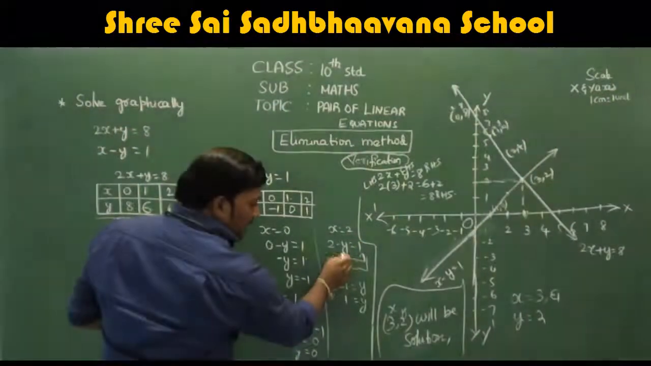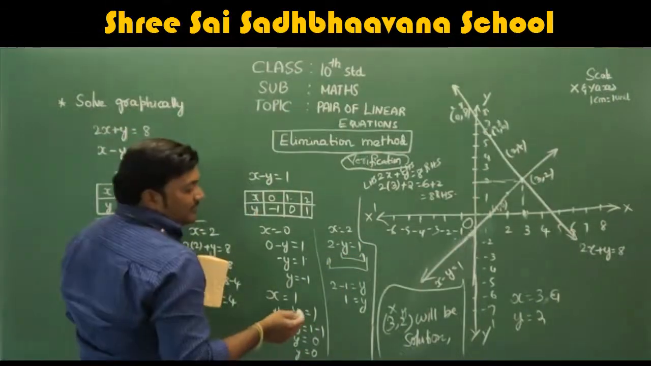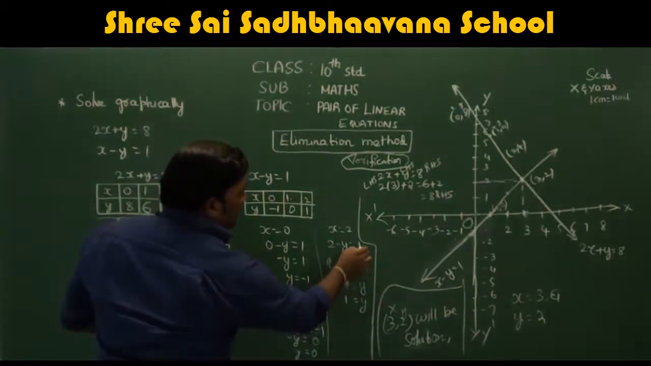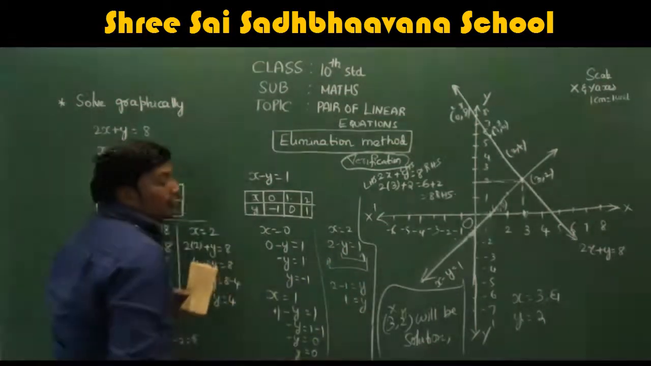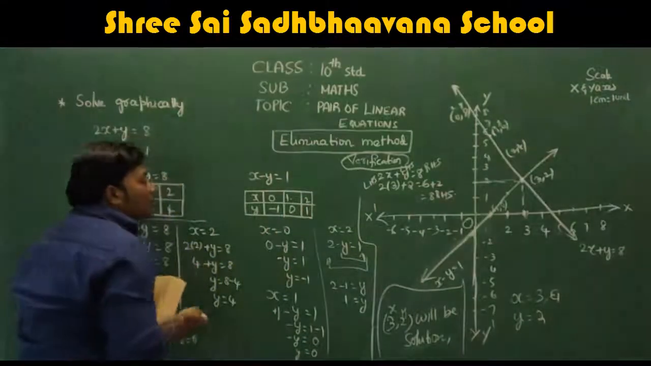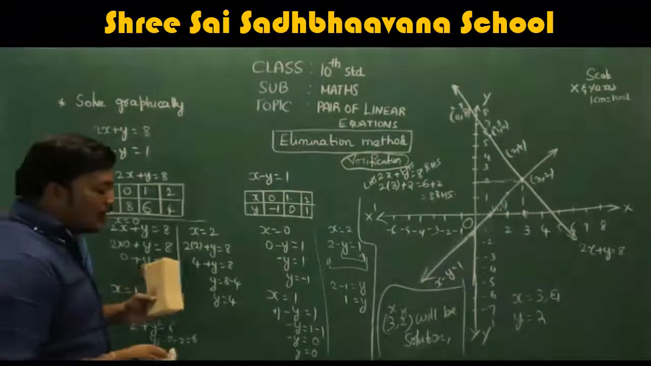So this minus y, see I put the arrow mark so that you can easily understand. Minus y went that side, it will become plus y, and plus 1 came this side to become minus 1. So 2 minus 1 is equal to 1, y value is 1. So for x is equal to 2, you got y is equal to 1. Now I plotted the graph.